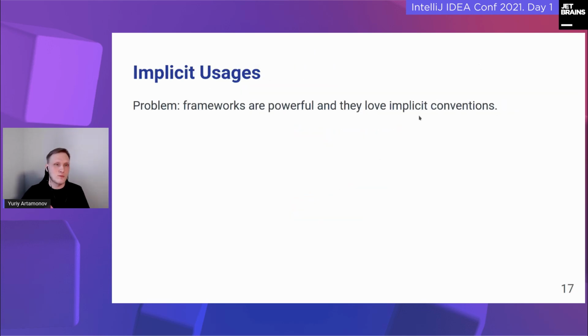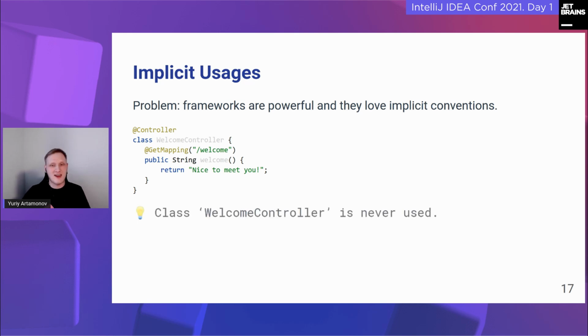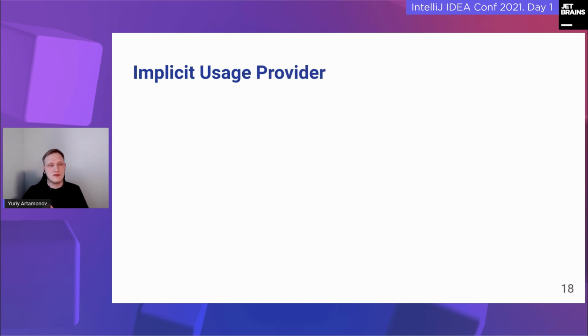So this is a problem called implicit usages. Frameworks nowadays are very powerful, and they really love nice naming conventions, implicit conventions, and they try to automatically find and scan something from your code. And that's what we've seen right now for the welcome controller. Let's teach the IDE to understand those implicit usages. That's simple stuff, just to understand how we can declare extension points and how we should work with IntelliJ IDEA plugin code. So we start with an extension point called implicit usage provider.